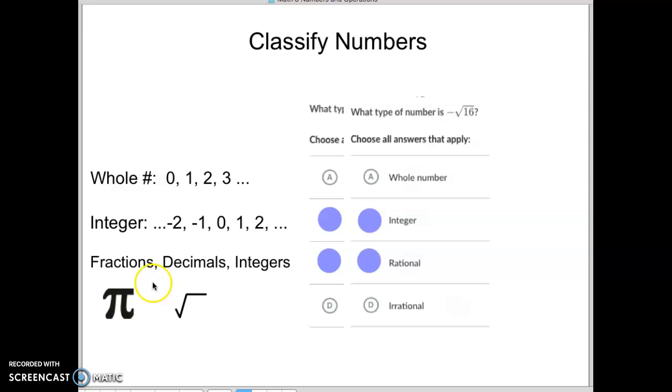Why is it not irrational? Because it's got a square root. And that's because this one is a perfect square root. The square root of 16 is a perfect 4. 4 times 4 is 16. That's why it's not irrational.